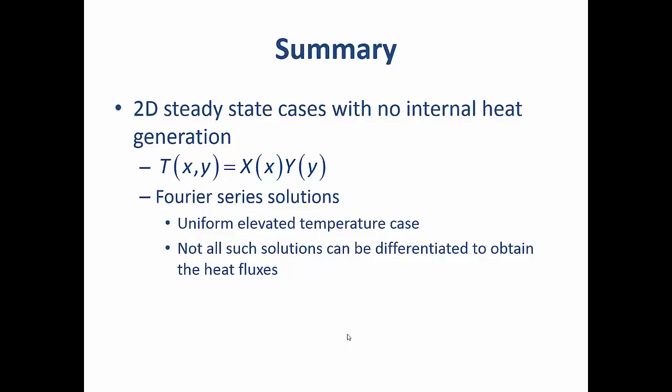So to summarise this lecture, what I've looked at are two-dimensional steady-state cases with no internal heat generation, and particularly I've done this in Cartesians and dealt with Fourier series solutions. And then I looked firstly at the general case, then at the specific case for a uniform elevated temperature along one side, and on that particular case you can't differentiate the temperature solution to obtain the heat fluxes. And I've left you with the problem of a triangular temperature distribution along the top surface, which you should have a go at trying for next time. Thank you.